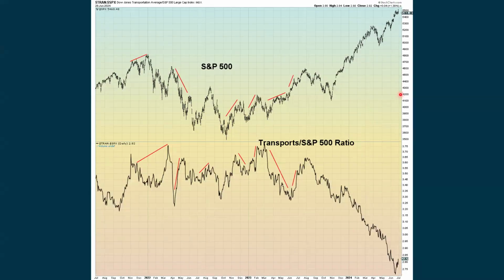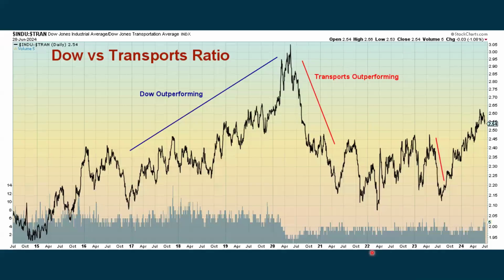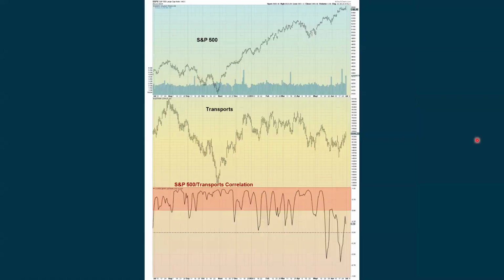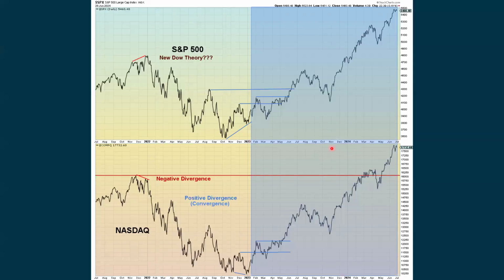Then we look at a ratio showing how the transports, last few days, they've been doing a little bit better, but overall, they continue to really underperform the S&P. Here's another ratio between the Dow and the transports. When this is going up, that means the Dow is outperforming. And we look at a relationship between the S&P 500 and the transports, and they were actually going in opposite directions there for a while. Not a real strong correlated relationship, as the S&P to this point has been holding up better as the transports have been underperforming.